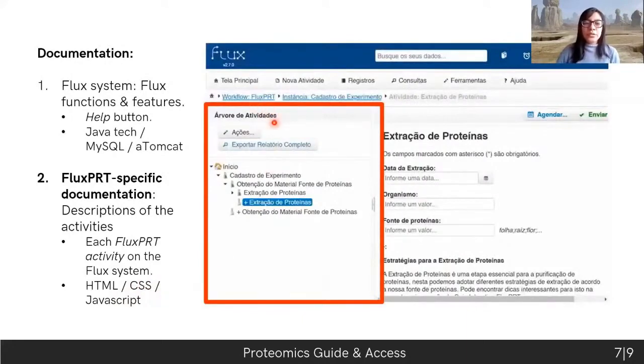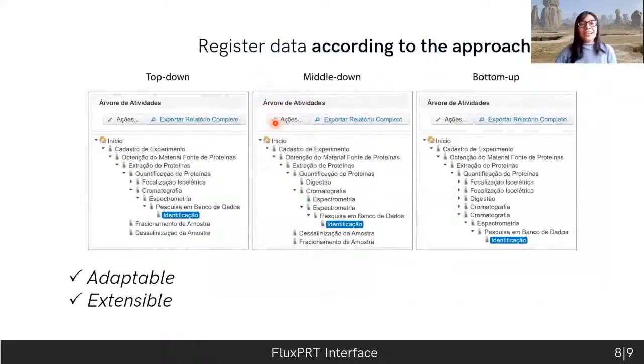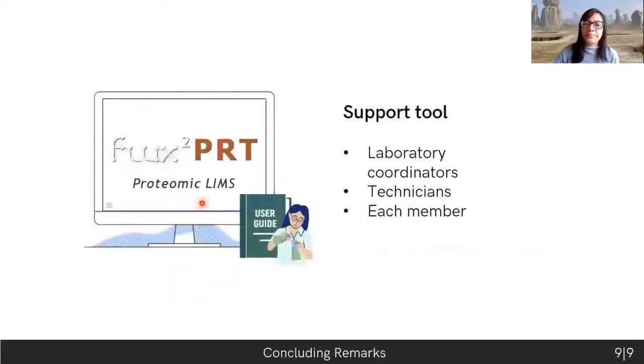So pay attention here to the activity tree, because the users can register the data according to the approach they use. For example, we have here 3 examples of flows according to the approach that we apply: top-down, middle-down, and bottom-up. So our system is very adaptable for these approaches, and it's extensible because you can do one experiment for the same activity twice or more times.